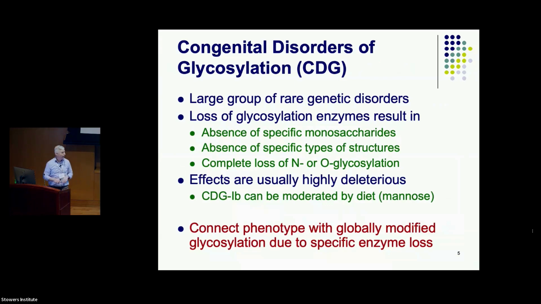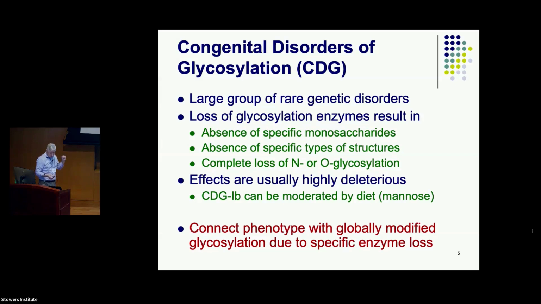We do have a clue, though, that changes or loss of these enzymes can be particularly deleterious. The congenital disorders of glycosylation are rare disorders in which specific glycosylation enzymes are lost or somehow compromised, and they lead to the loss of large swaths of potential glycans on our glycoproteins. So this is a change in one enzyme which results in a global change to the post-translational modifications on many, many proteins in many, many contexts.